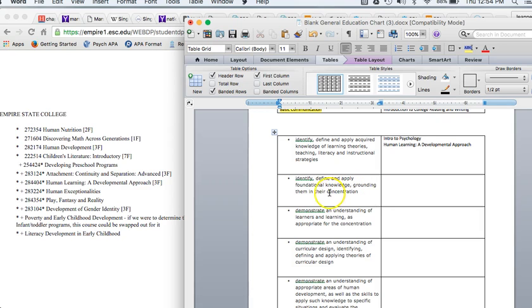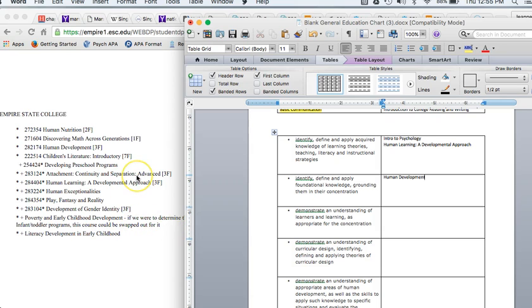So this one wants identify, define, and apply foundational knowledge, grounding them in their concentration. Well, this concentration is early childhood studies. So what's foundational knowledge for early childhood studies? Well, obviously, human development is going to be that. Human development is going to tell you how children develop. So I put human development there.